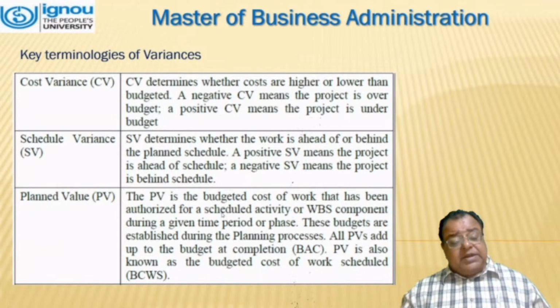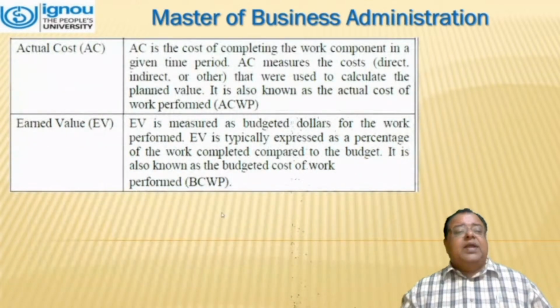Then comes your planned value. Planned value is the budgeted cost of work that has been authorized for a scheduled activity or WBS component during a given time period or a phase. These budgets are established during the planning process. All PVs add up to the budget at completion, that is BAC. PV is also known as budgeted cost or work schedule, what we call it as BCWS.